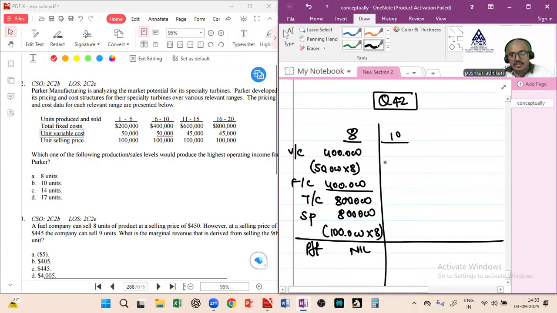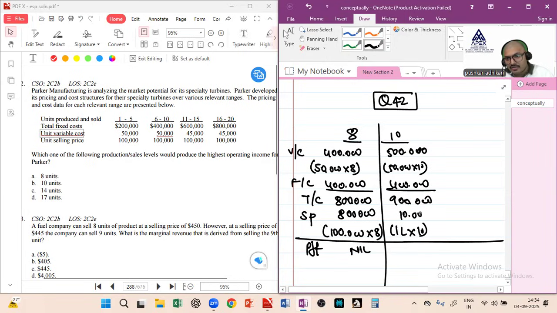Now let's go to 10 units. The variable cost for 10 units still falls under 50,000 multiplied by 10, so it is 5 lakhs. The fixed cost will continue to be 4 lakhs. Agreed? So the total cost is 9 lakhs. The selling price is 1 lakh multiplied by 10 units, which is equal to 10 lakhs. So the profit is 1 lakh. Agreed or disagreed? Please tell me that.